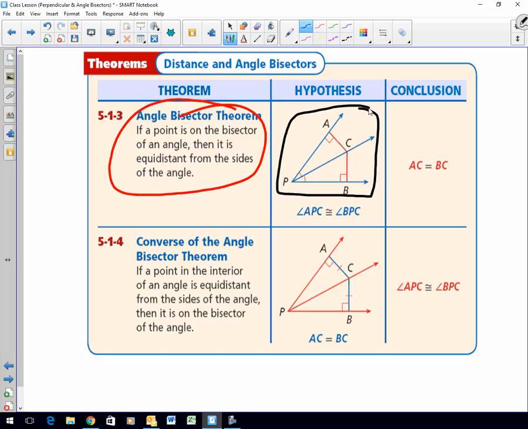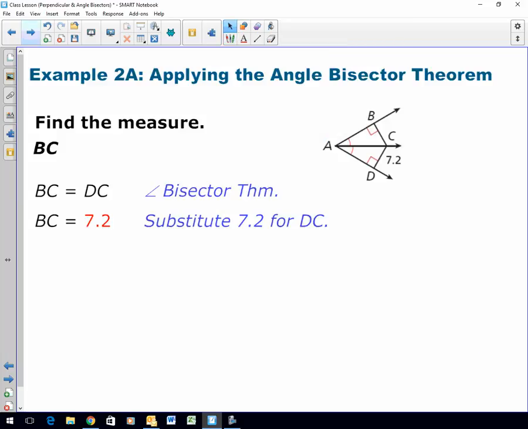So what else do you notice about angles CA and CB? Both have a right angle. Thank you. They form a right angle. Okay. All right. Now, my theorem tells me that AC and BC are congruent to each other. Okay? All right. Let's roll through a couple of these.